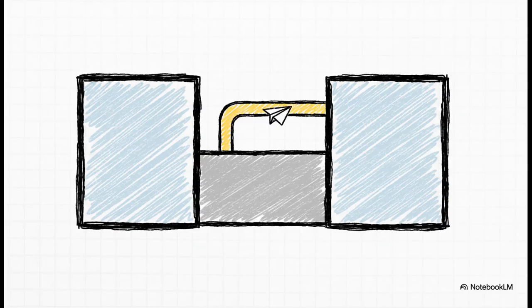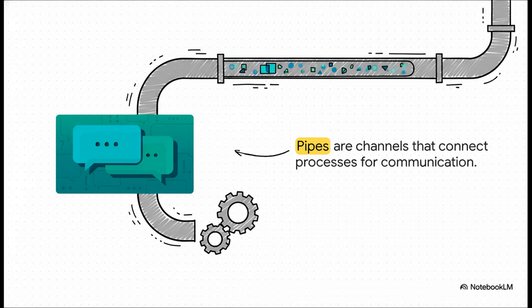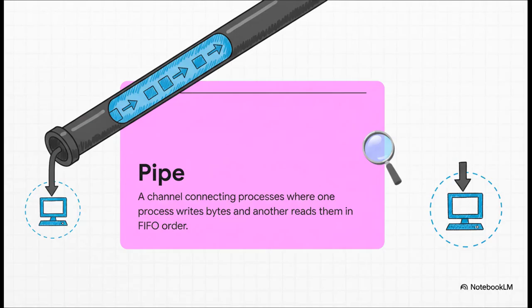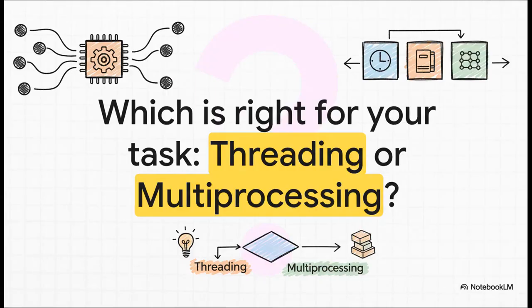So that's threads, but what about processes? Since they don't share memory, they have to, well, talk to each other. And one popular way they do that is with something called a pipe. It's pretty much what it sounds like. It's a one-way street for data. One process sends info in, the other reads it out. Safe and orderly.